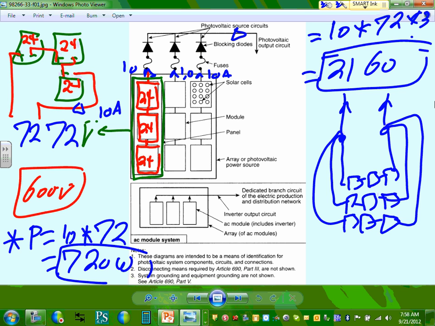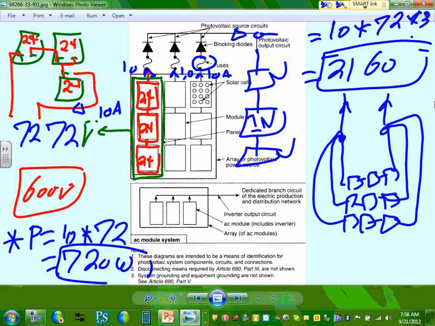And anybody knows why we have a fuse here? If there's a short circuit or a ground fault in the system, between a positive and a negative, what do you need the fuse to do? Open it before we burn the equipment. Then we combine them here, and we take them into another disconnect, and then you put your inverter, and out of the inverter you have another disconnect, and then you land them into a panel. So that's basically how the system is put together.